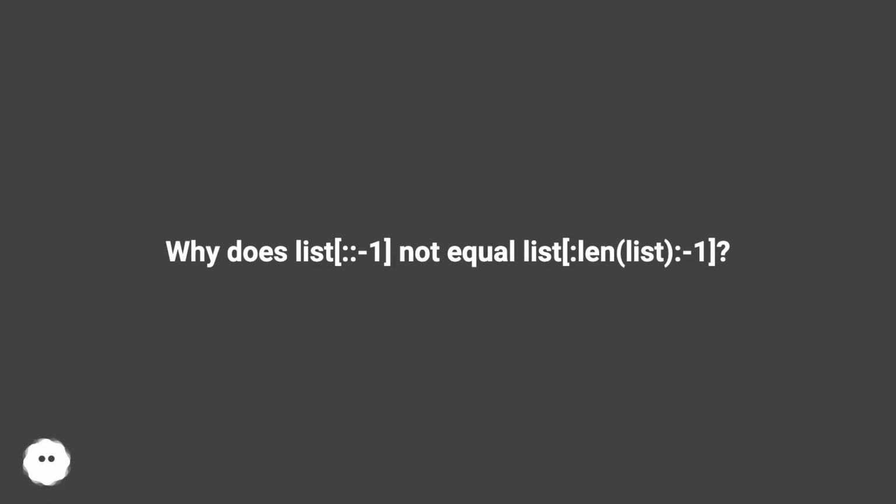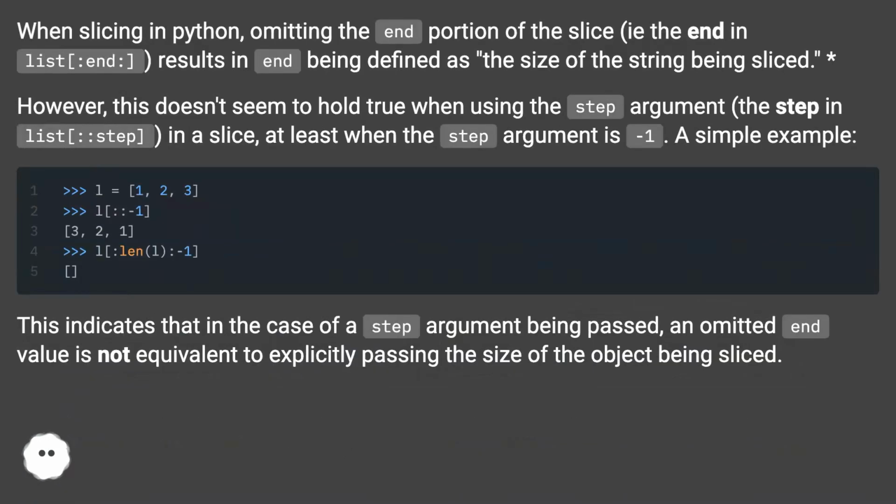Why does list[::-1] not equal list[:len(list):-1]? When slicing in Python, omitting the end portion of the slice, i.e. the end in list[:end], results in end being defined as the size of the string being sliced. However, this doesn't seem to hold true when using the step argument, the step in list[::step], in a slice, at least when the step argument is -1.